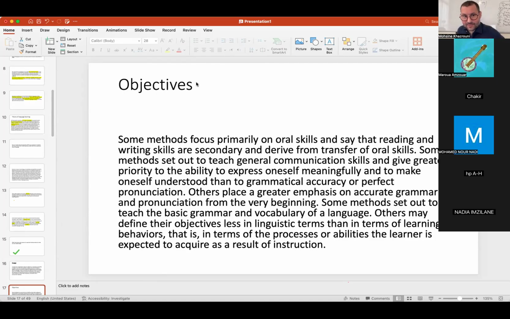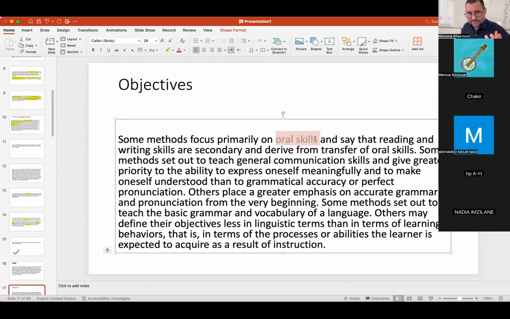So what's the objective behind this method? Some methods focus more on oral skills, for example, oral rather than writing. So we will teach more communication skills. That's your objective. So in every class, in every lesson, you should have a clear objective. Not only you, but also teachers, students. So you should communicate your objective also to the students, so they know what is expected of them.